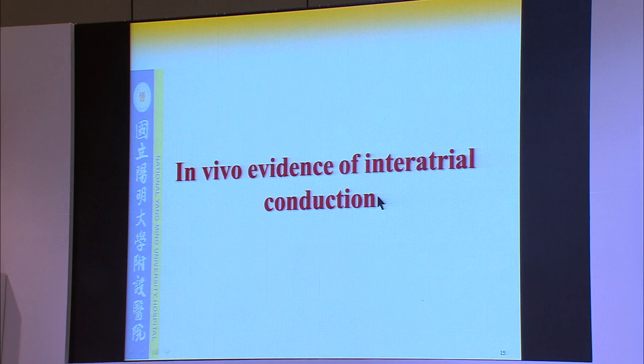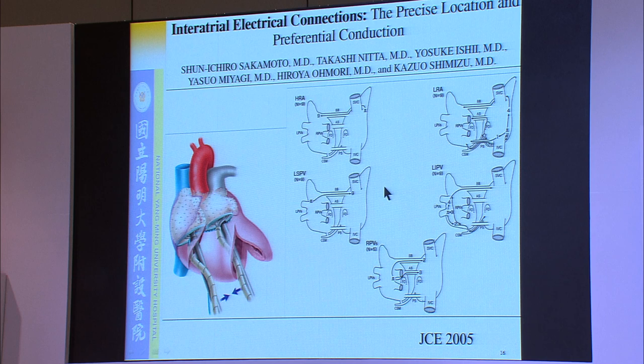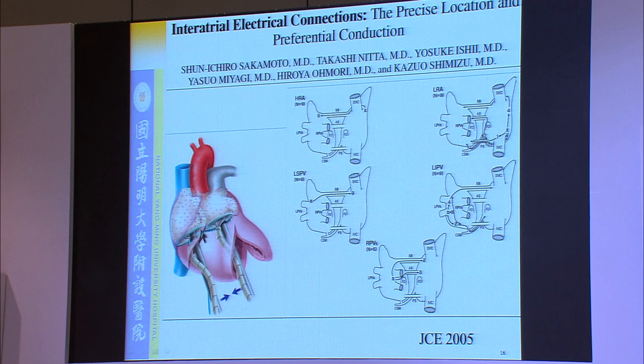So I also want to show the in vivo evidence of inter-atrium connection. This elegant study was done by Dr. Sakamoto. He used a canine model to show the inter-atrium electric connection. They placed a multi-electrode mapping system in both atria. You can see in the dog also, this is the muscle bundle, and the anterior septum and posterior connection. In sinus rhythm, you can see the fastest conduction is almost exclusively from the Bachmann bundle here in these dogs.